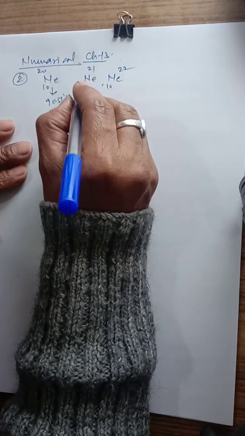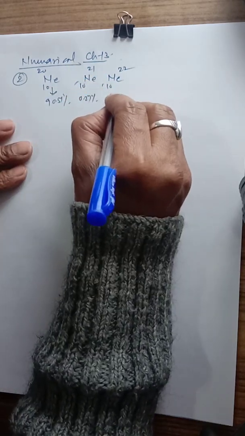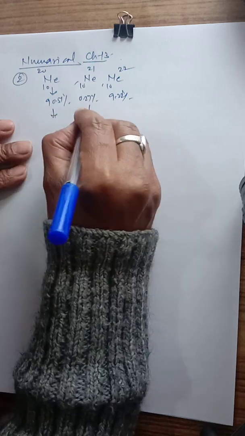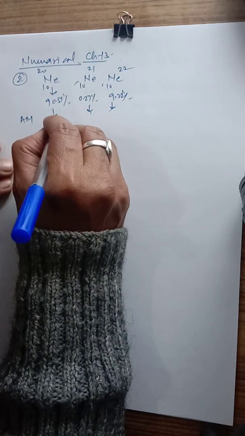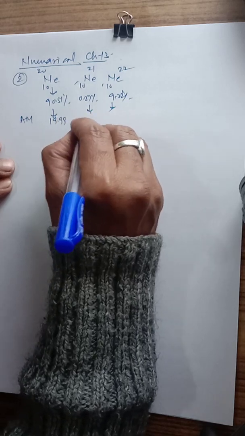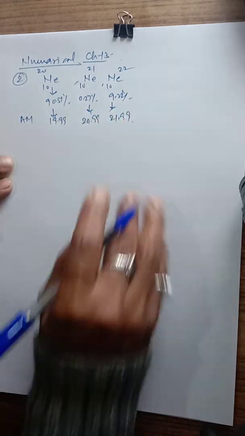90.51%, 0.27% and 9.22%. The atomic masses of the three isotopes are 19.99 unit, 20.99 unit and 21.99 unit. Obtain the average atomic mass of neon.